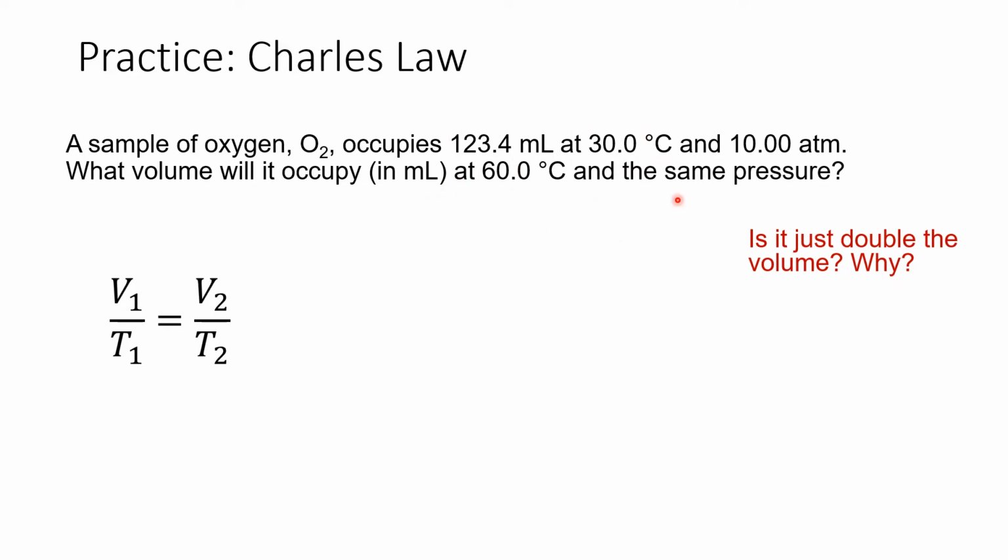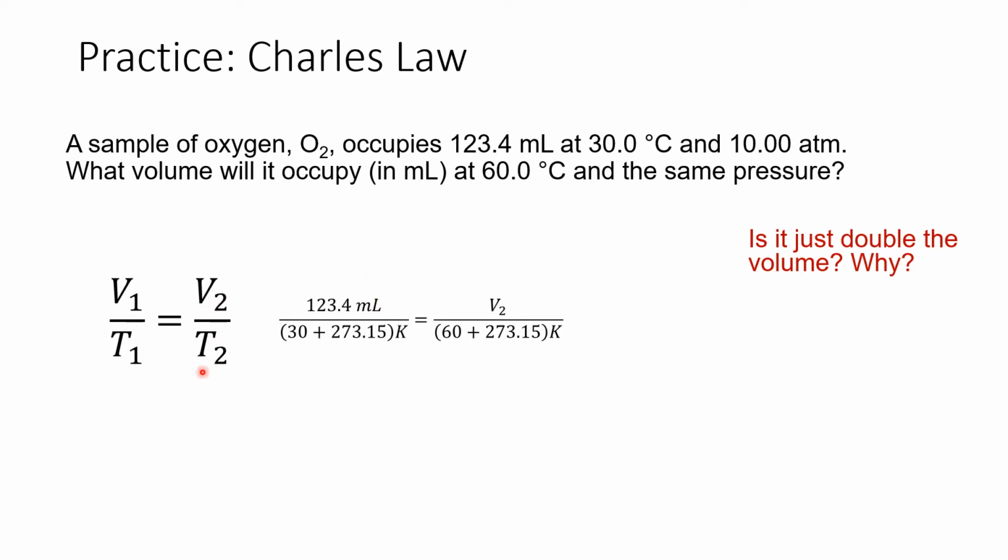But here we do have a volume and a temperature, a new volume and a new temperature. We want to know what the new volume is. I would set the new volume as V2. It actually doesn't matter, either one can be V1 or V2. You just have to keep the 123.4 with the 303 K, and V2, the unknown, with the 333 K.